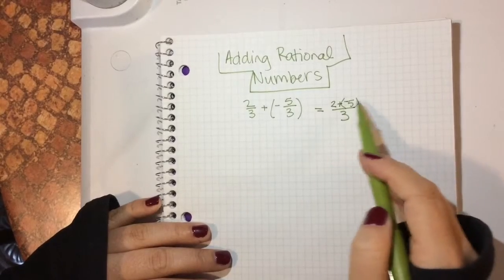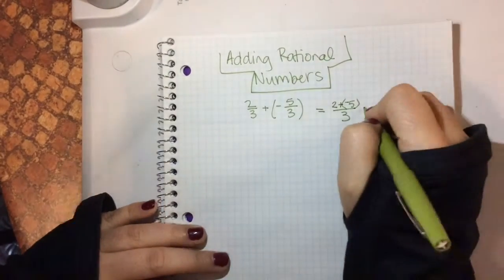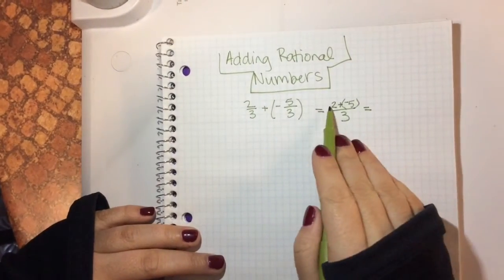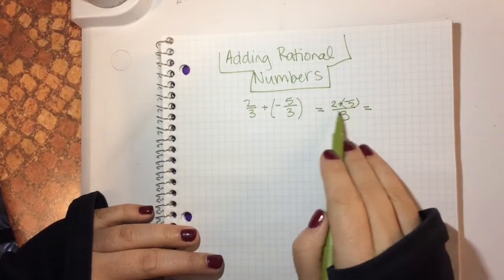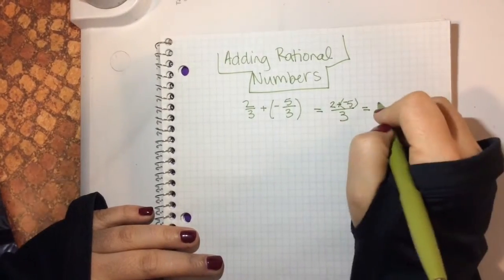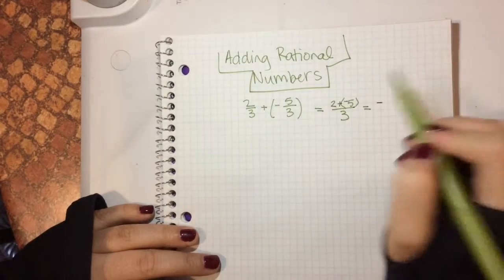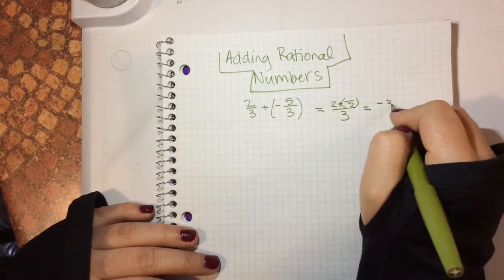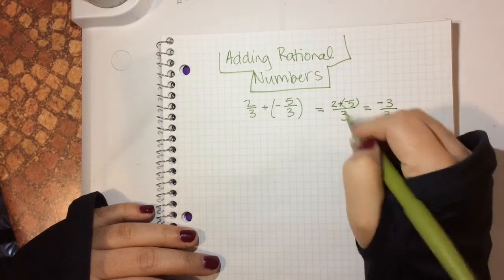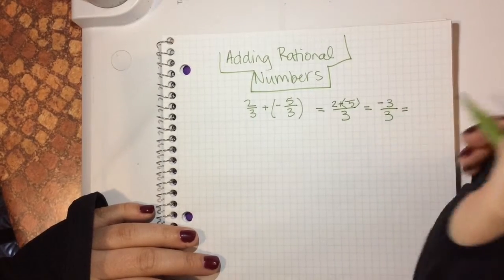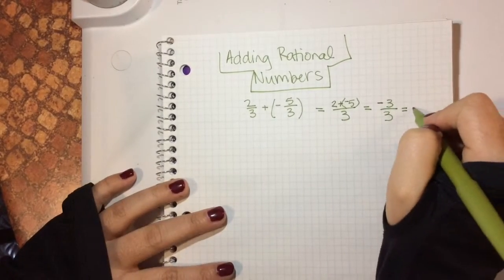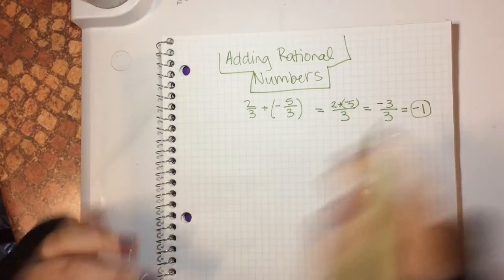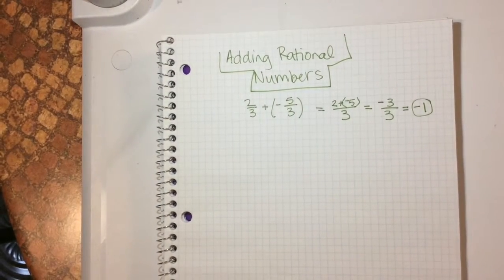So I could draw this with integer chips, or I could just solve it out. Now I know 2 plus negative 5. The negative 5 is farther from 0, so it's going to be negative. And then I can just find the difference between them. So 5 minus 2 is 3. Negative 3 over 3. And I want to reduce that if I can. And this one I can. And so my final answer would be negative 1.